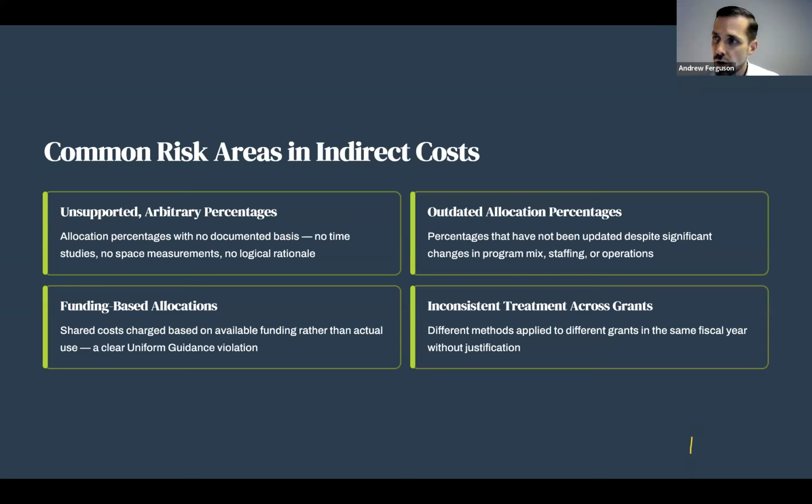Then the last one, I know we've already touched on this, but just inconsistent treatment across grants. Whatever the allocation plan is, it has to be consistently applied across grants. You can't be charging more to one grant compared to the other because on this one grant you have more money to pull down than the other one. The cost allocation plan has to be applied consistently across all of your programs.